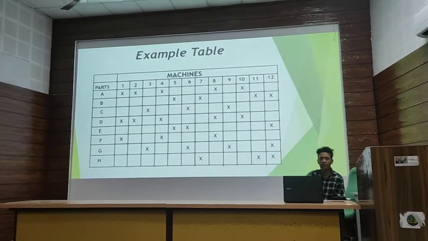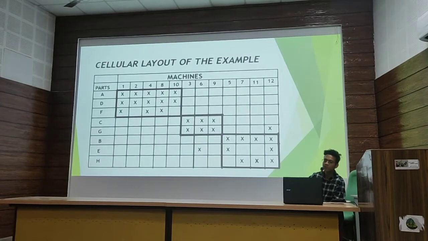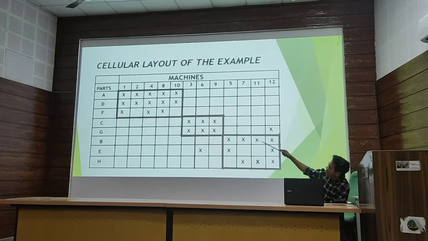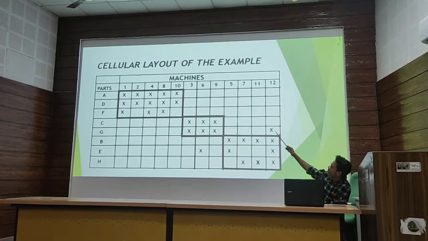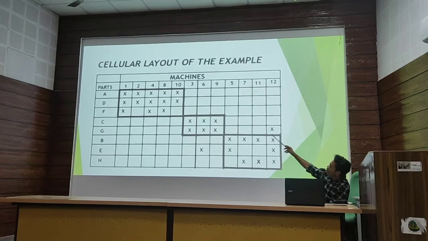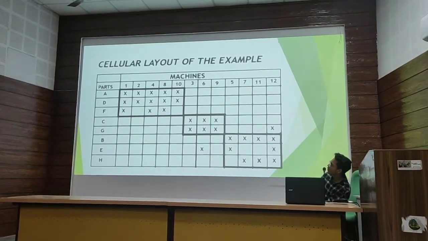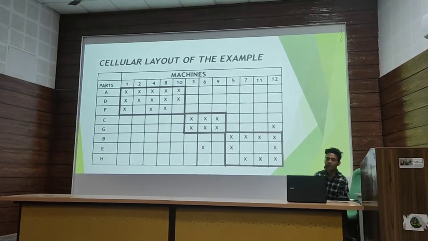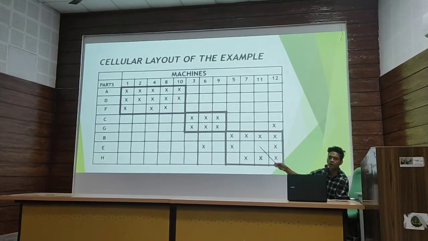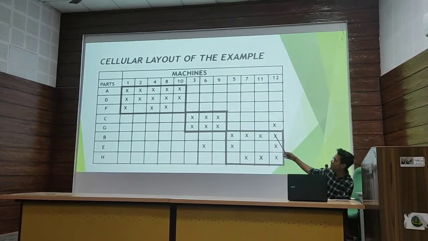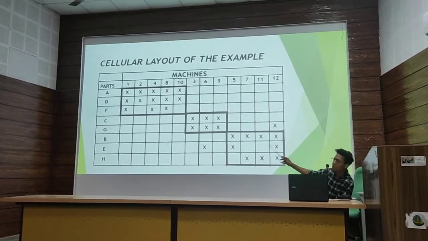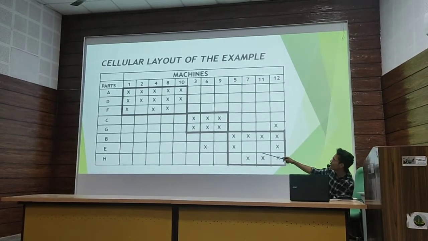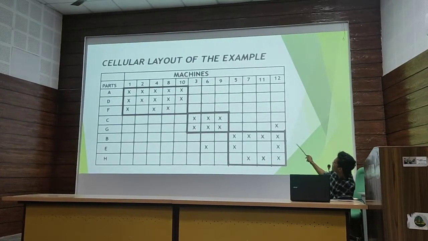So this is a little bit complicated, but this is where cellular layout comes in. In cellular layout, A, D, F go through these 5 particular machines: first, second, fourth, 8th, and 10th. They are arranged in such a form that these 3 parts go through these 5 machines instead of going through long routes. They have just connected these 5 machines to each other to make these products. The same goes for C and G. They go through 3, 6, and 9. And the same goes for B, E, and H. They go through 5, 7, 11, and 12.